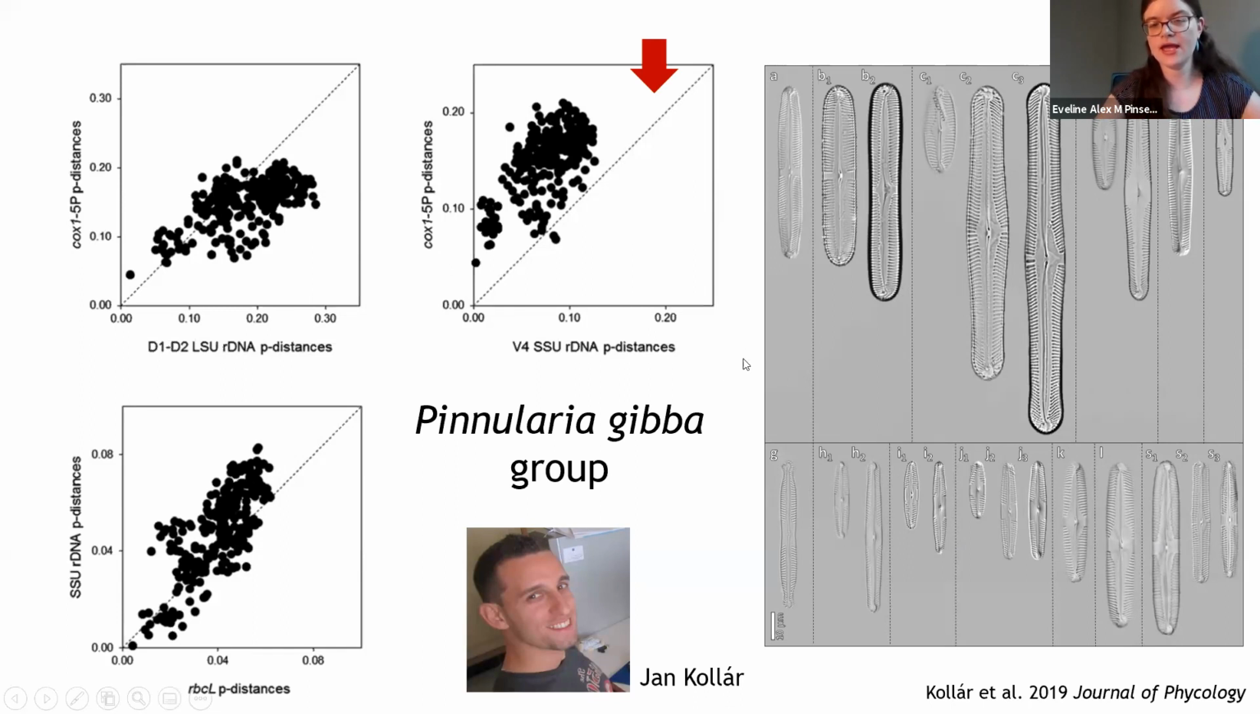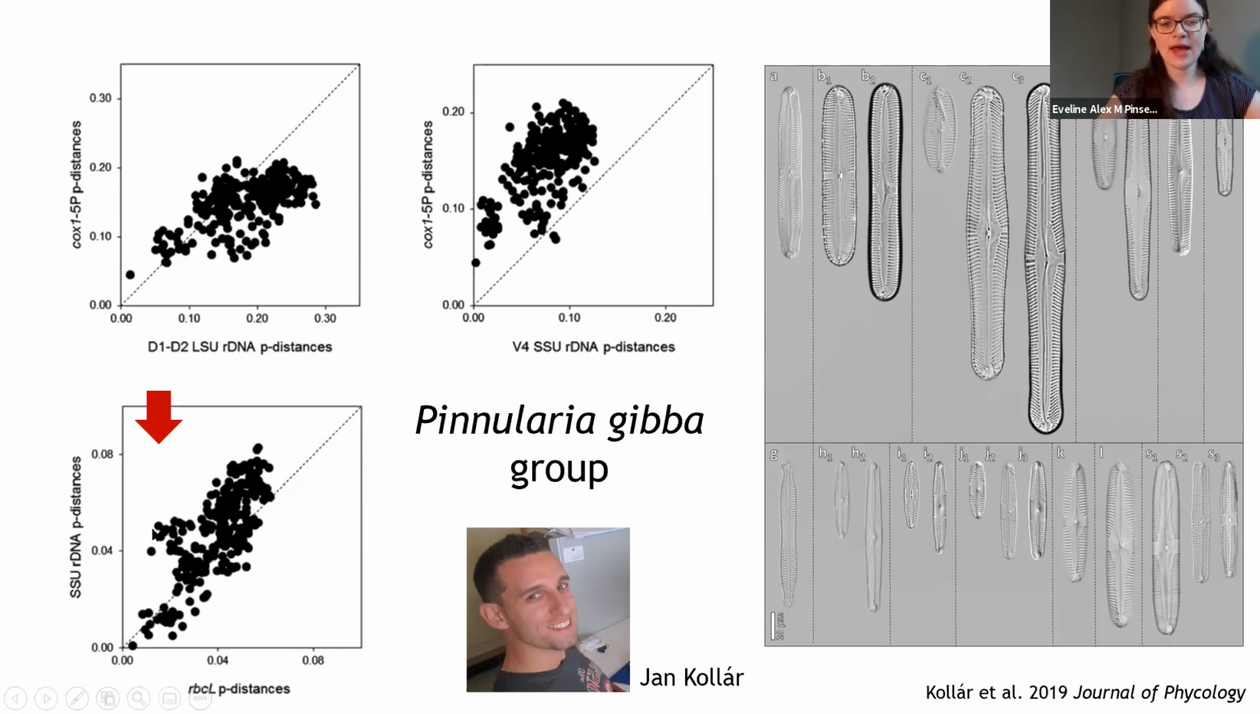And here he's comparing 18S, so the small subunit ribosomal DNA, and it's actually only comparing the V4 region, which is the most variable part of the gene, with mitochondrial COX-1. And if a sampling point would be on this line, it would mean that for one given strain, the sequence is equally variable in 18S as it is in COX-1. But you can see that most of these sample points actually plot above this line. And what this tells us is that COX-1 is much, much more variable than 18S within these species of the Pinnularia gibba group.